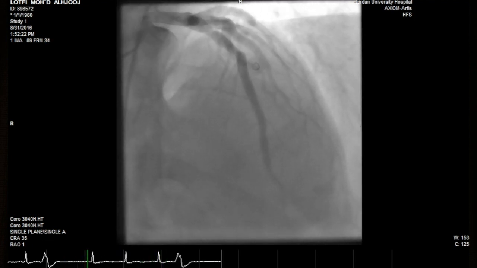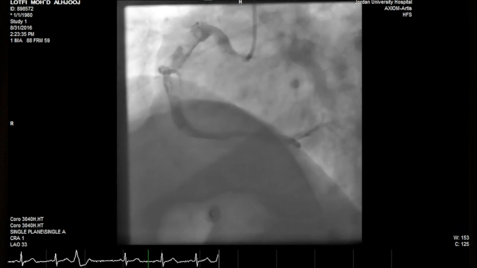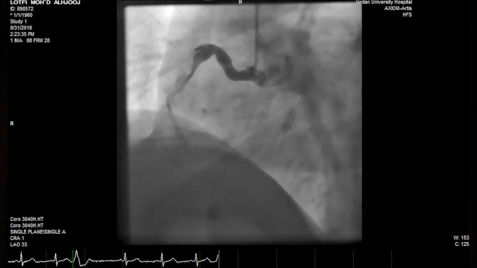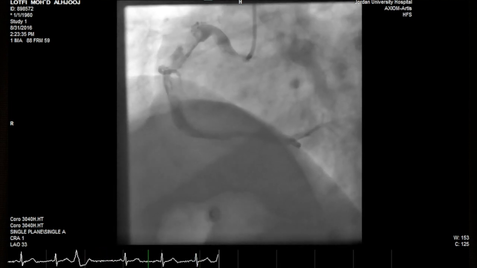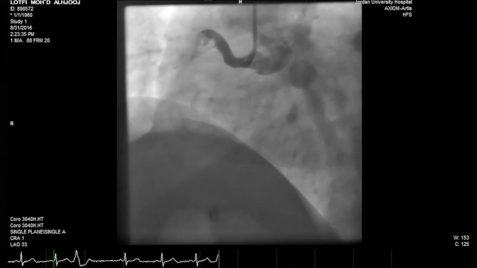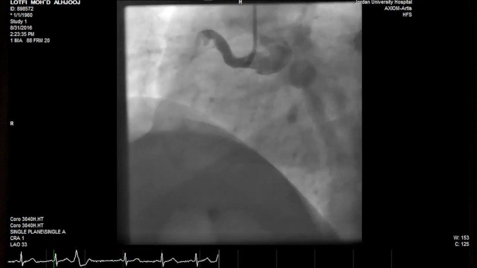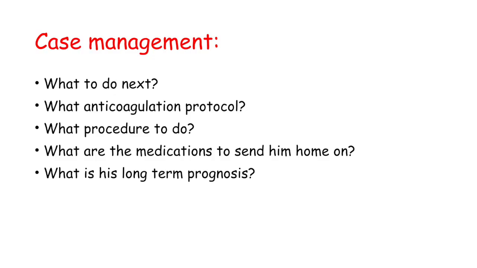Clearly there is a big thrombus in that vessel, and there is reduced blood flow distally, and the vessel is at minimum 8 to 10 millimeter in size. And we all know that in the cath lab we don't have more than 4 millimeter size stents. We have special stents we can push up to 6 millimeters, but we don't have anything that can go up to 10 millimeter stents. What anticoagulation protocol do we need to use for these patients, what procedure to do for them, what medication we're going to send him home on, and what's his long-term prognosis.